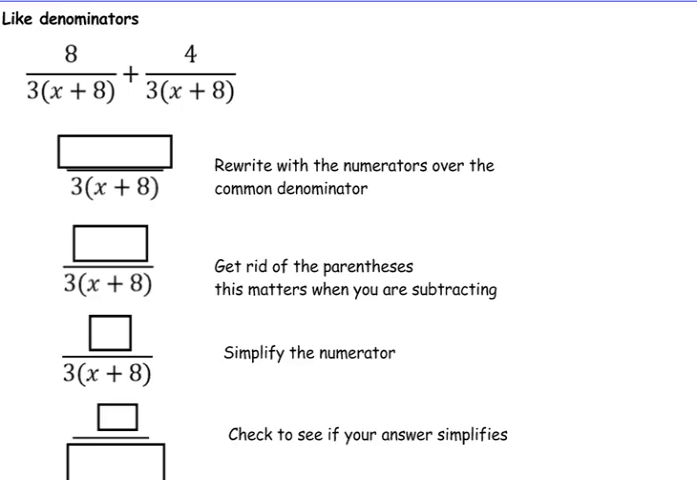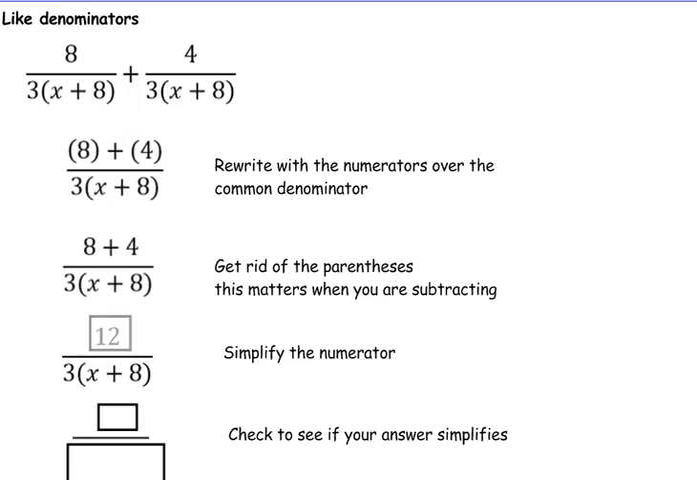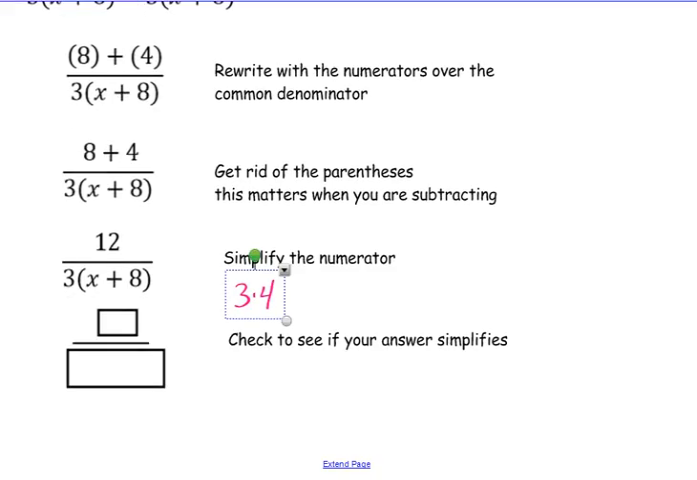Okay, here's another one. I'm going to rewrite the numerators over the denominators, again using parentheses. I'm going to get rid of the parentheses. Okay, I'm going to simplify my numerator. And this time, I want y'all to note that 3 times 4 is my factored form of my numerator, and it does have a common factor with the denominator, and that would be 3, leaving me with 4 in the numerator and x plus 8 in the denominator. And this is really great when they're already factored for us.